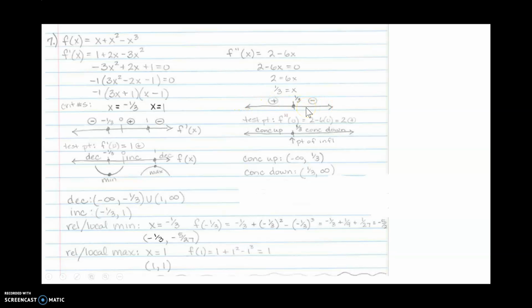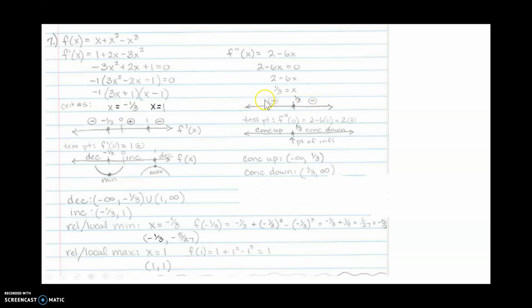So I'm going to pick a test point. So I'm going to pick 0. And since I'm trying to find where the second derivative is positive and negative, I plug that 0 into the second derivative. So if I plug in 0, I'm going to get 2 minus 6 times 0. So I'm going to get 2 minus 0, or positive 2. So that means that at 0 it's positive. Cross a single root, the sign changes, and it changes to negative.